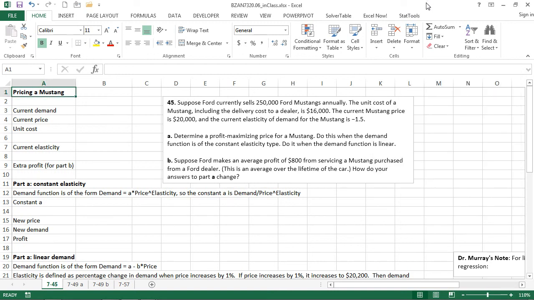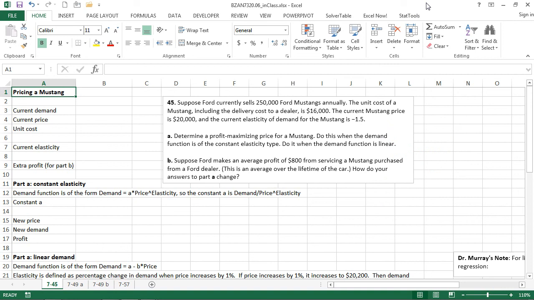So here goes. All right, so problem 45. Suppose Ford currently sells 250,000 Mustangs annually. The unit cost, including the delivery cost to a dealer, is 16,000, and the price is 20,000. And the current elasticity of demand for the Mustang is minus 1.5.